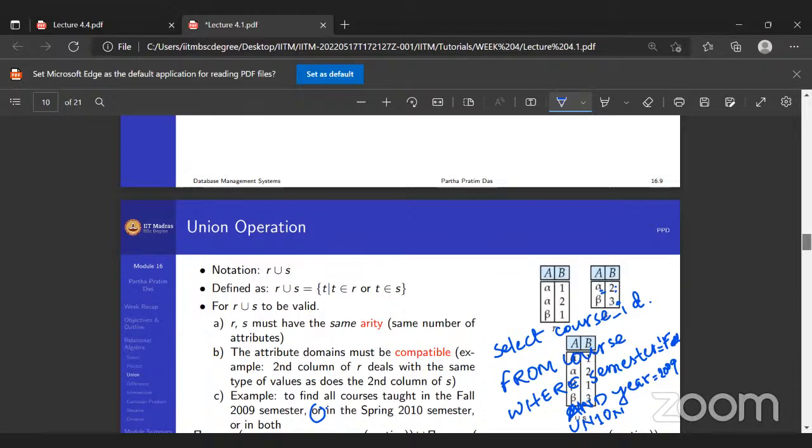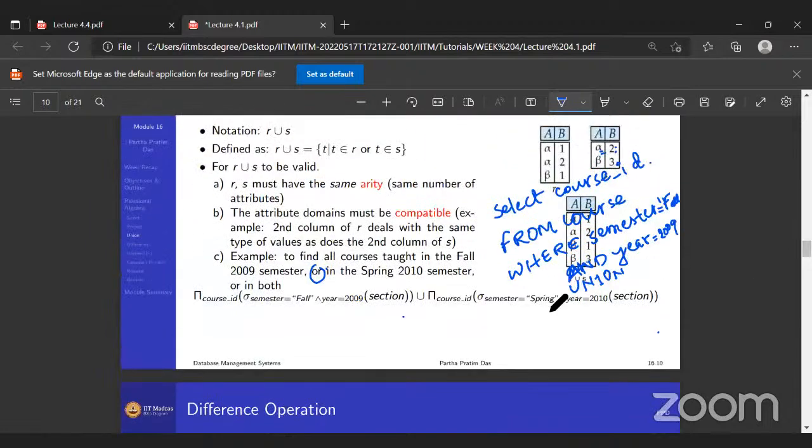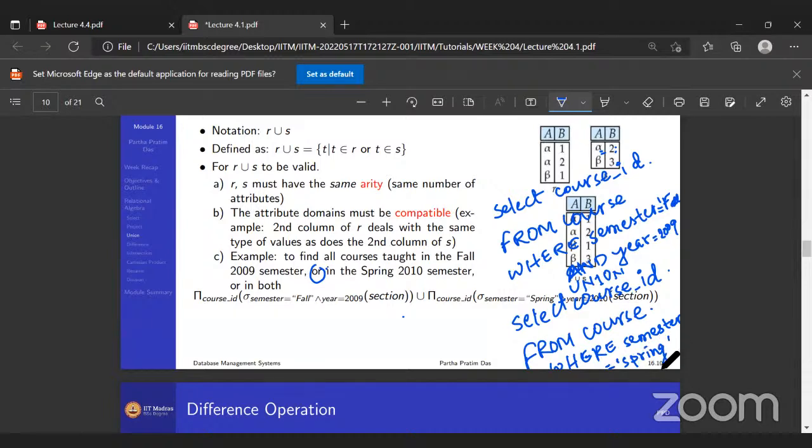Repeat the same thing: select course ID from course where the semester is equal to spring and year is equal to 2010.